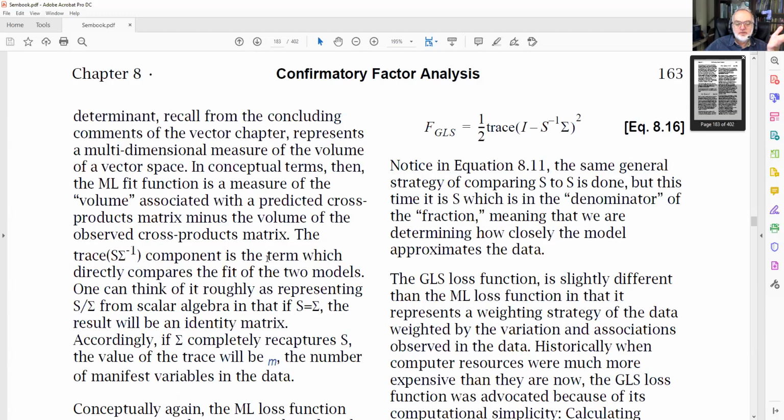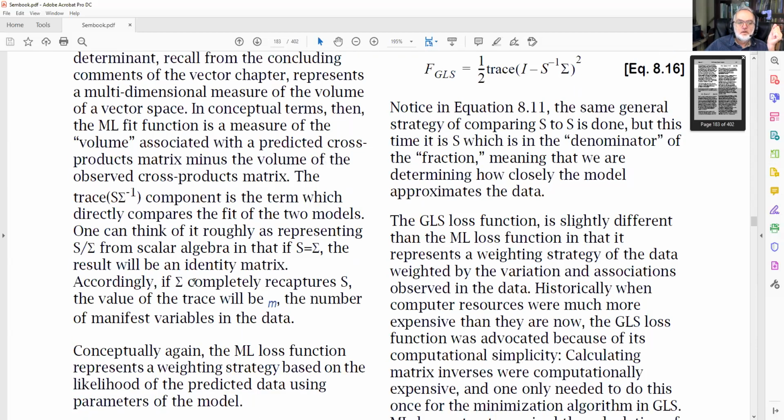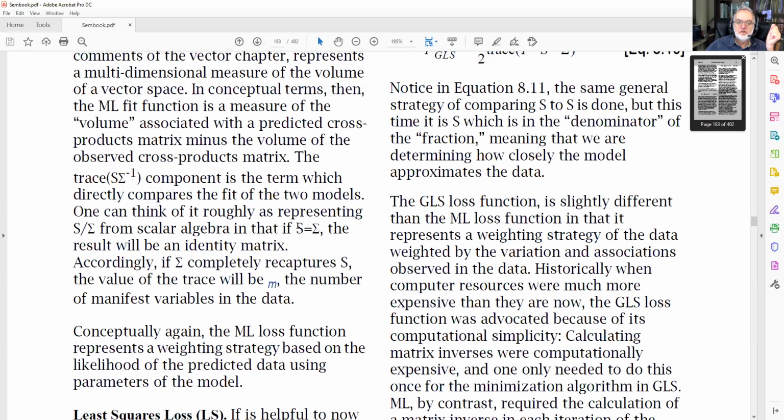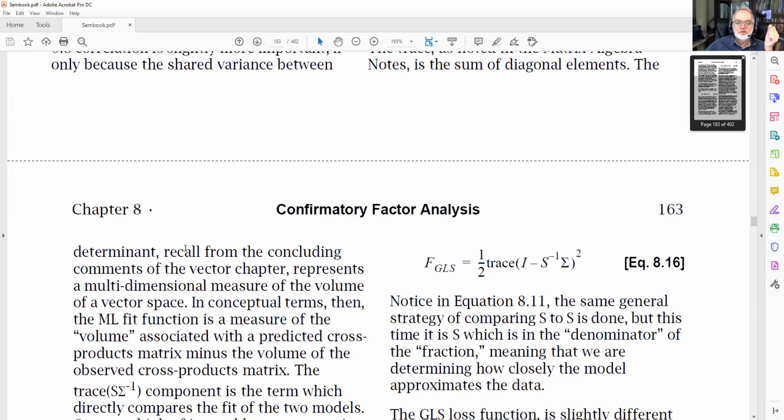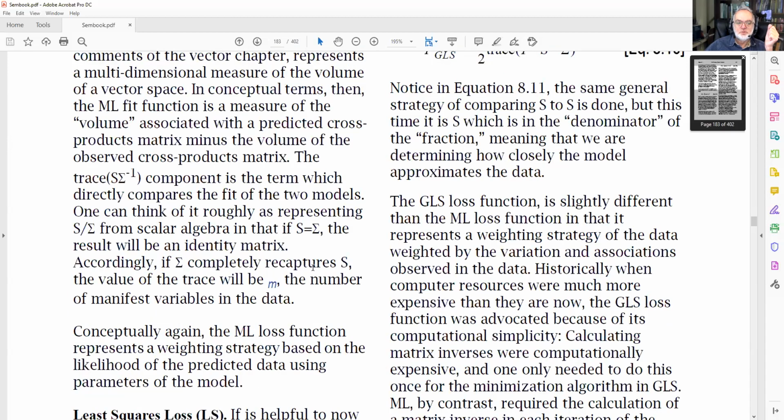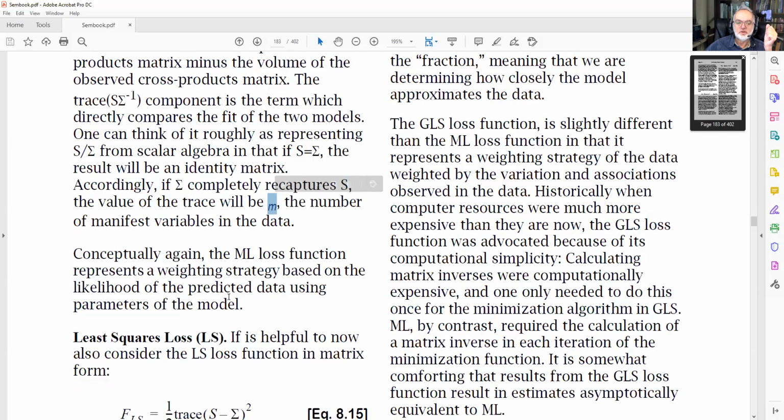And for that reason, it's a little bit more computationally intensive. Now, if I actually nail it, if the predicted variances and covariances are absolutely identical to the other ones, this S times sigma inverse is going to be the inverse of S. So this is going to be an identity matrix. And if sigma completely recaptures, the value of the trace is going to be m, how many manifest variables I have in the data set.